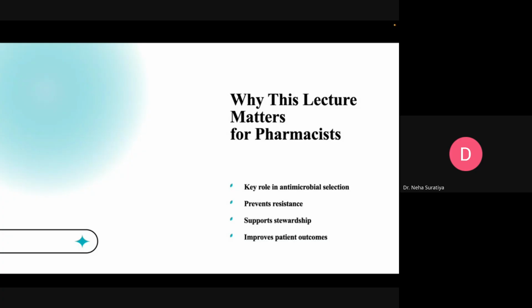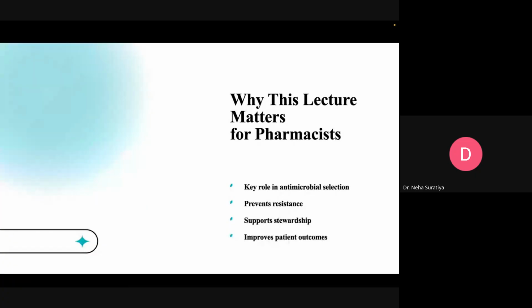So antimicrobial stewardship has a very clear goal, that is rational use of the medicine. So all this rational use starts from what? It starts from correct interpretation of what? Microbiology reports.